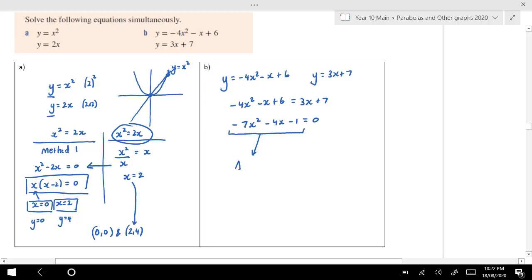How can we find that? Well, let's find the discriminant first: b squared minus 4ac, where a is the coefficient of x squared, so a is equal to negative 7. b is equal to negative 4, and c is the constant, which is negative 1. If I go ahead and throw that in, let's see what we get. b squared is minus 4 squared, minus 4 times a times c.